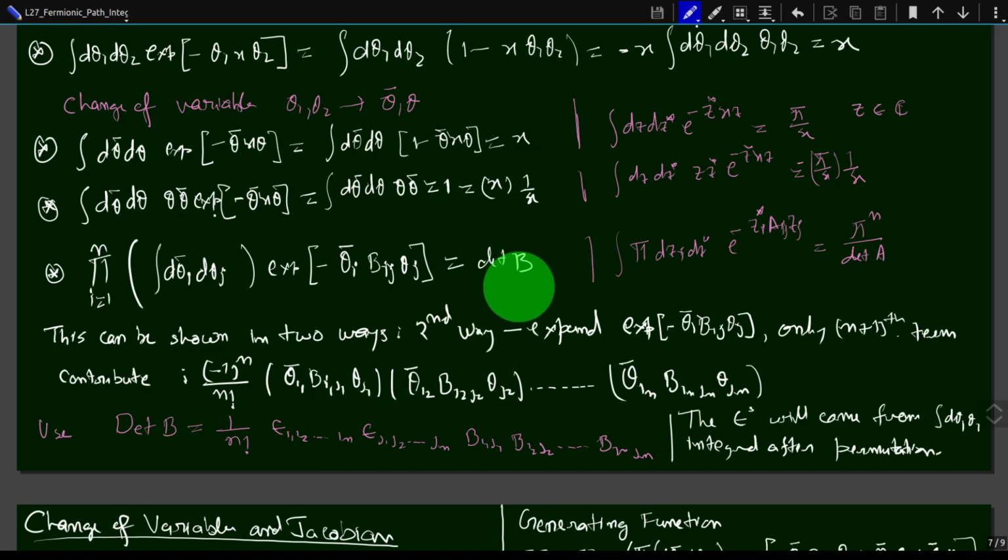But the second and slightly more complicated way to see it is that you expand this exponential function. It has only n plus 1 terms. The first term is just 1, and then the nth power of this, because the n plus first power will have at least one of the thetas repeating. Okay, so the last piece, the n plus 1 piece, that will contribute has minus 1 to the power n divided by factorial n, that is coming from the exponential term, and then theta bar i1 b i1 j1 theta j1, and then the same thing for i2 j2 and all the way till in jn.